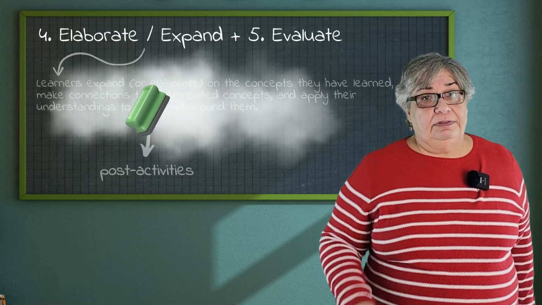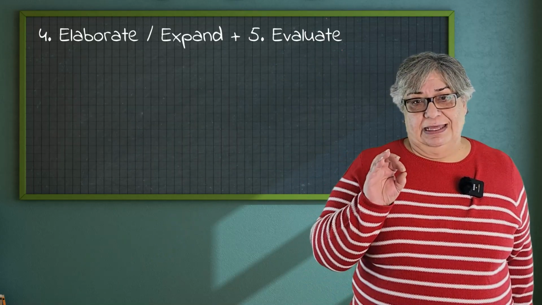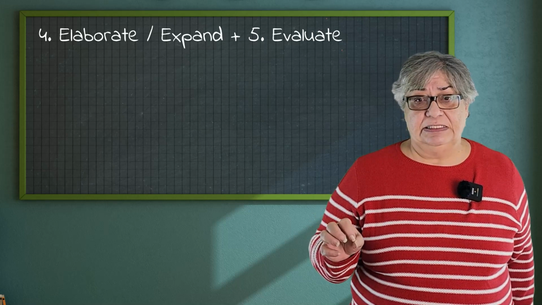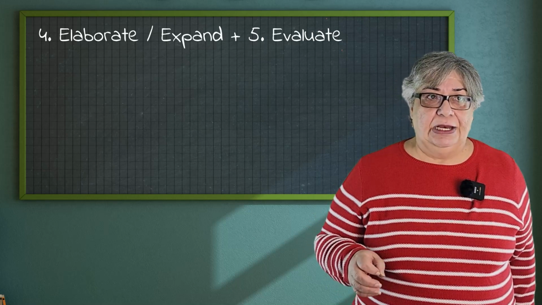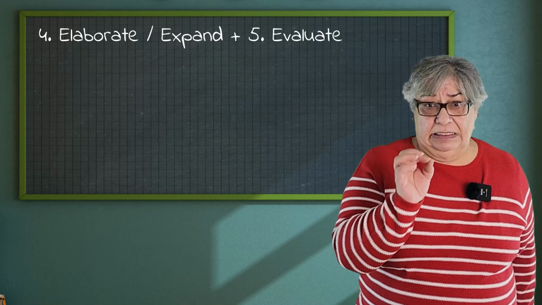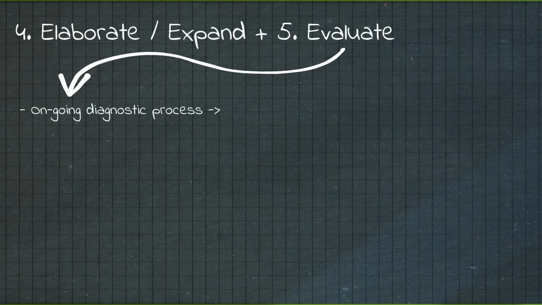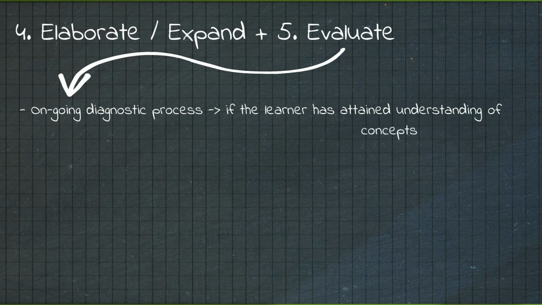Now, let's talk about the evaluation step. Although it looks like the last step in this model, it is in fact an ongoing process that starts the second the lesson begins. This ongoing diagnostic process allows the teacher to determine if the learner has attained understanding of concepts and knowledge. Observation is a big part of this process.